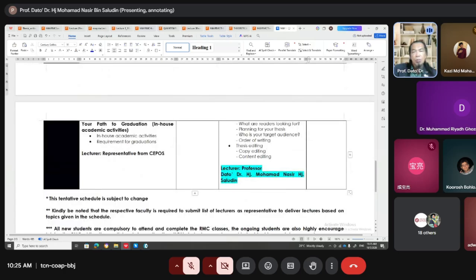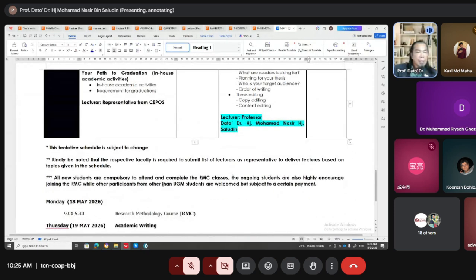Try to share. What you get, you share. You ask me or my deputy Prof Dato to hold a mini seminar to share with the academicians and students, try to present your findings and then discuss, to get any feedback from the students. That is what readers look for, you know, thesis editing. And then this tentative schedule is subject to change for today. Respective faculties are required to submit a list of lecturers to deliver lectures based on topics.